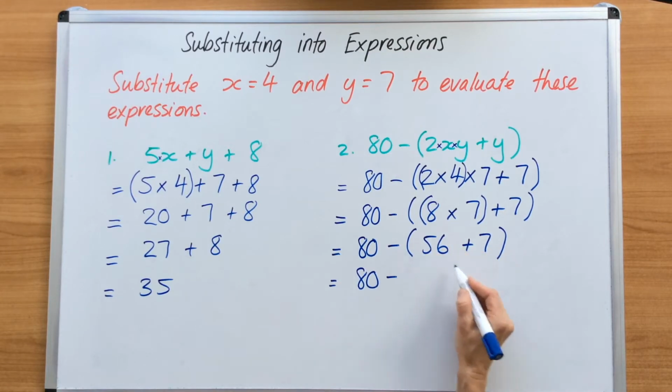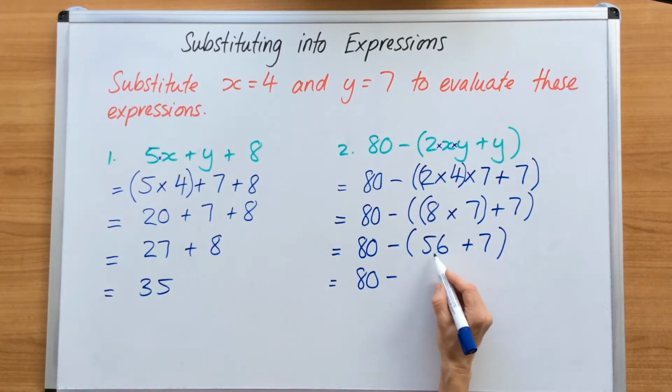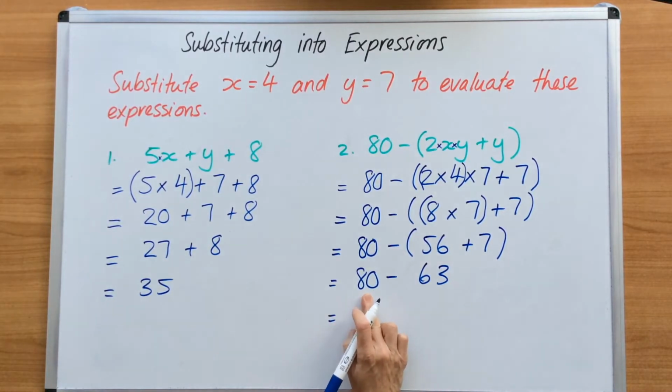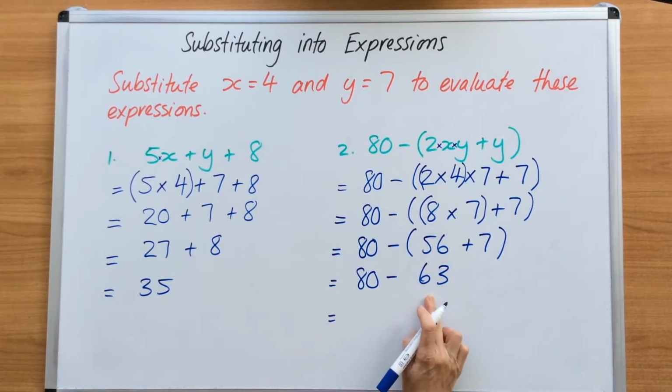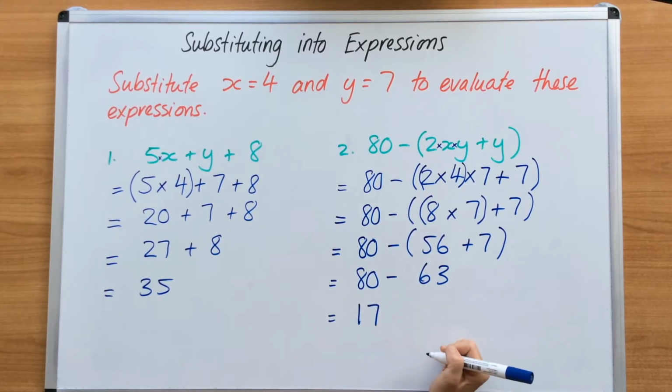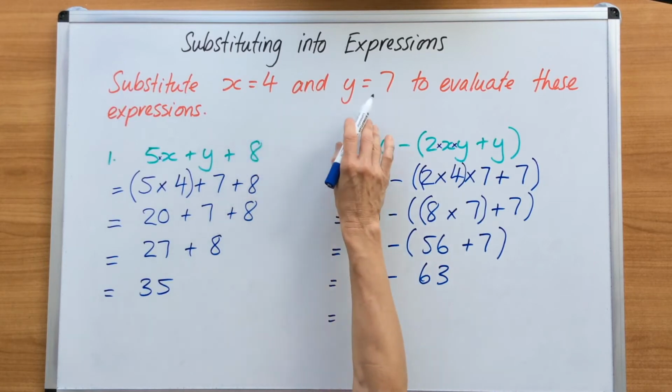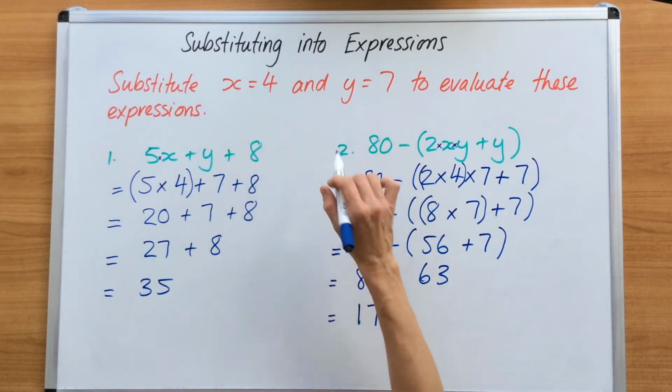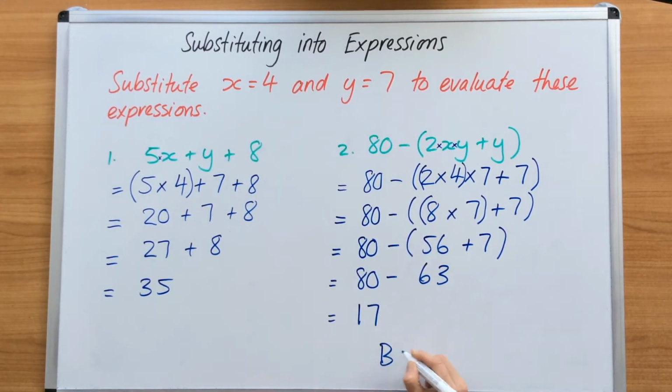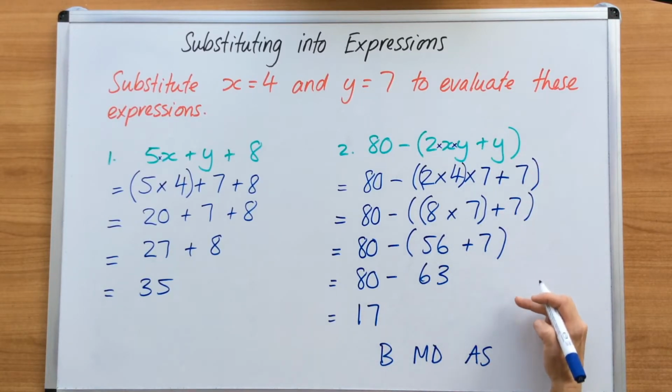I'm now going to solve this bracket section here. So 56 plus 7 is 63, and now 80 comes into play. We go 80 minus 63, and that answer is 17. So even though we're substituting in the values of x and y, because they've been given to us, we still must follow brackets, multiplication, division, and addition, subtraction order. This order of operations is very, very important. If we don't follow that through the steps, we're going to make errors.